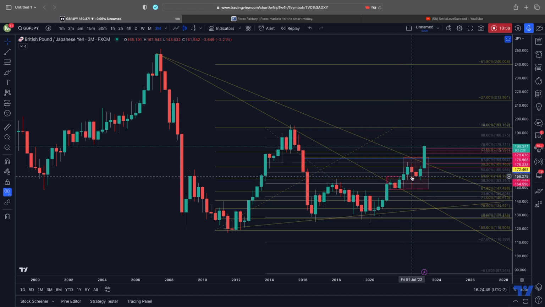Okay, so now we have, what is this? The hammer. Okay, this is a hammer. If you don't have a printed out candlestick cheat sheet, I highly recommend that. That's what I'm looking at. And this is a bullish candlestick that we got here last year in July.